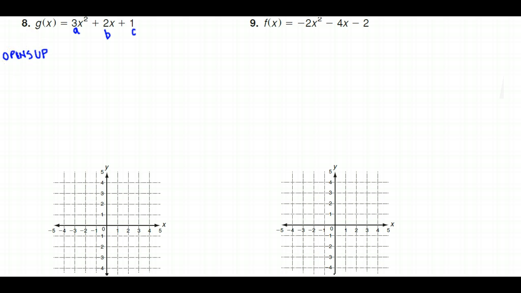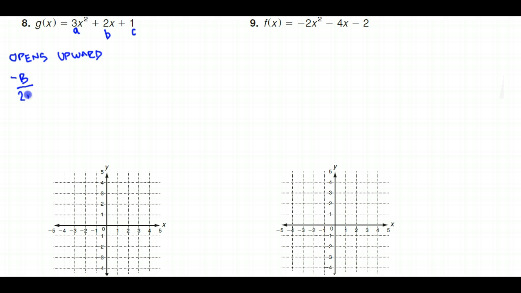Okay, I don't like the way that looks. So it opens upward. Alright, what about my axis of symmetry? My axis of symmetry, remember, is the opposite of b over 2a. So that's going to be how we find our vertex as well.